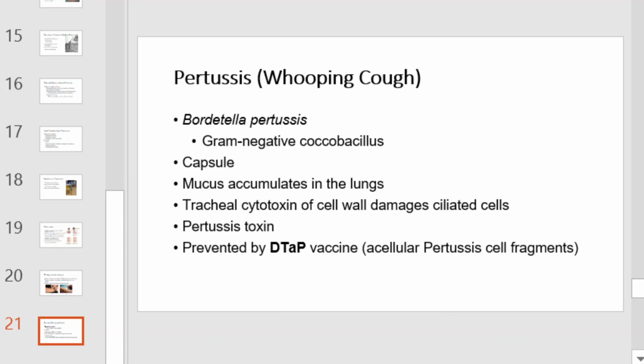Pertussis, or whooping cough, is caused by Bordetella. This is a gram-negative coccobacillus organism which possesses a capsule. It causes mucus to accumulate in the lungs. Tracheal cytotoxins of the cell walls can damage ciliated cells, affecting the ciliary escalator and slowing the movement of mucus in the respiratory system, resulting in the buildup of mucus in the lungs. Pertussis toxin is also secreted. Pertussis can be prevented by the DTaP vaccine.